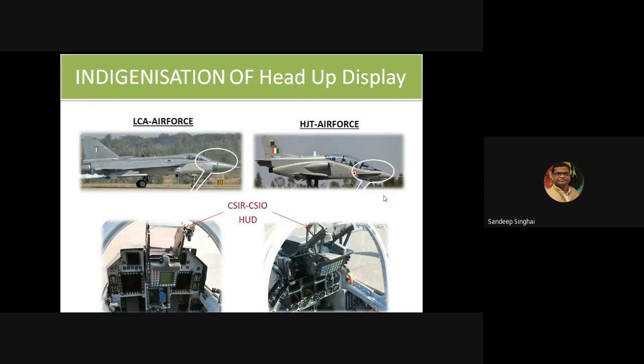So till now, CSIO has successfully indigenized the head-up displays of two aircraft, LCA Air Force and HJT Air Force. LCA, as you all know, is Tejas. And basically, the CSIO HUD, if you can see, takes the central position. The main real estate of the aircraft belongs to the head-up display. And it is basically a transparent see-through device which enables the pilot to see minute details which are critical to him during the flight operations.